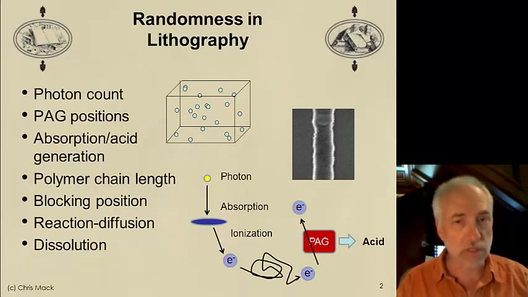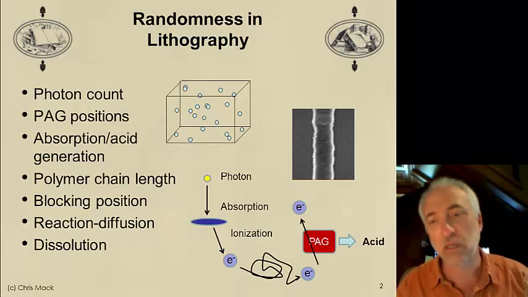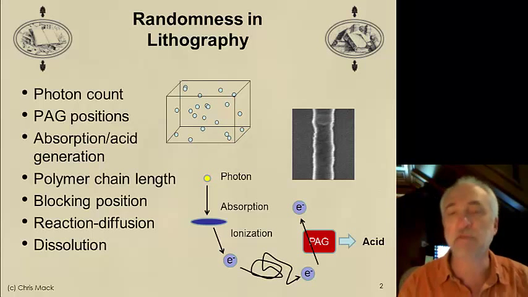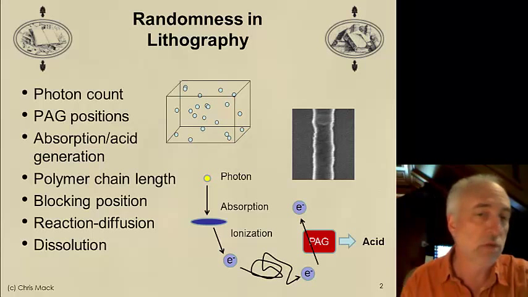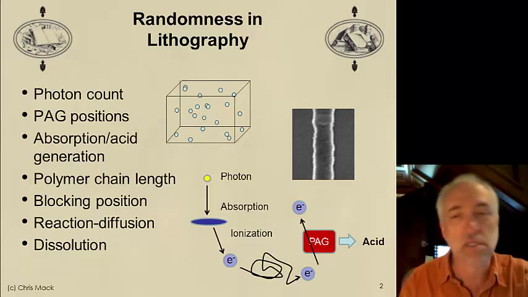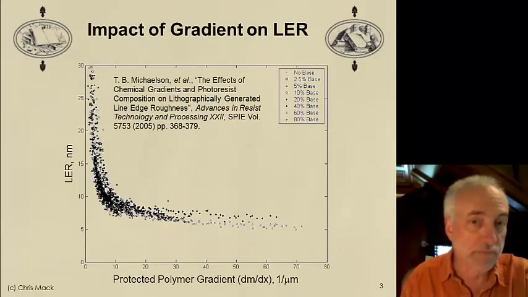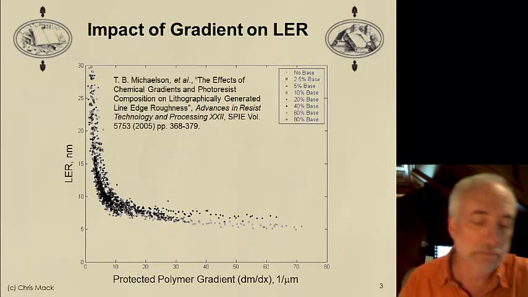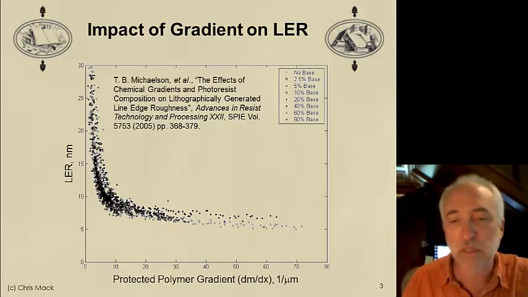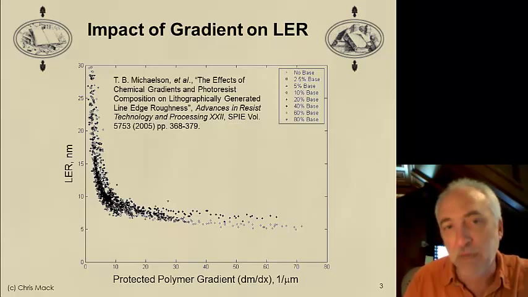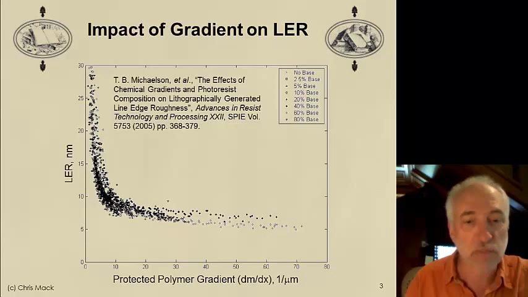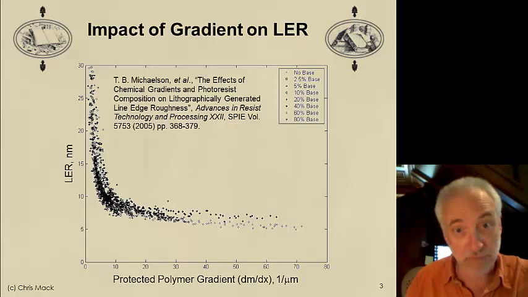So all of these sources of randomness result in roughness on the edges of the features that we're trying to print. So the question is, what are the fundamental limits to how low we can drive this roughness? And what do we do to drive it? Well, one of the pieces of work that have informed my understanding of line edge roughness was this set of experimental data done at the University of Texas in collaboration with AMD, now Global Foundries.